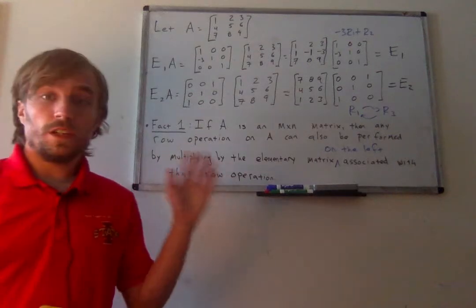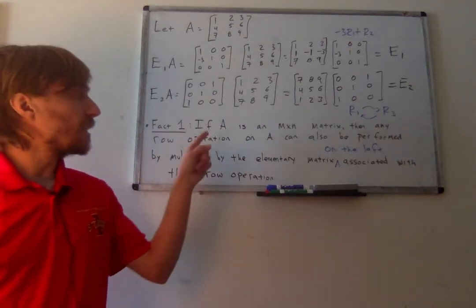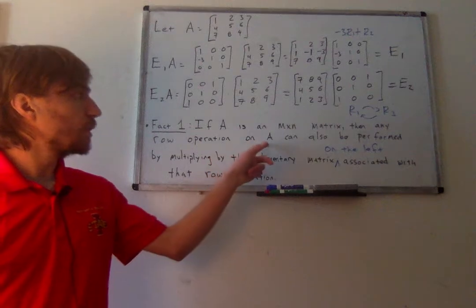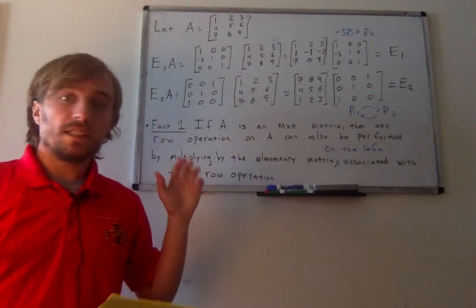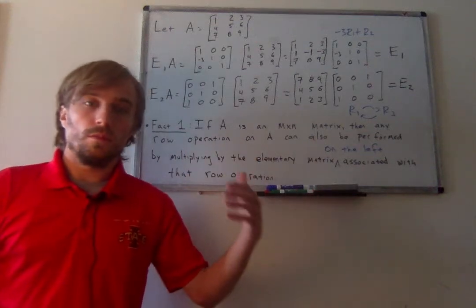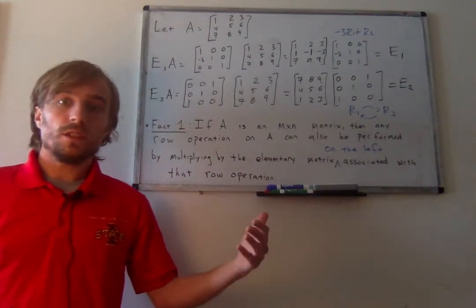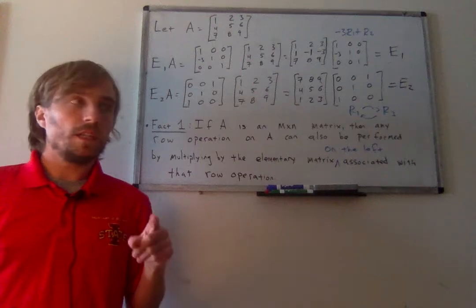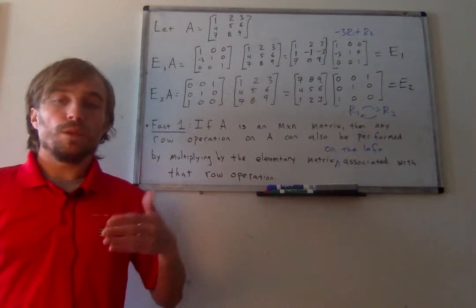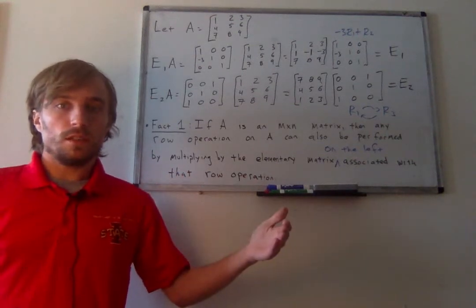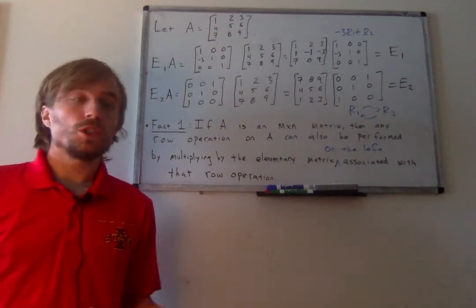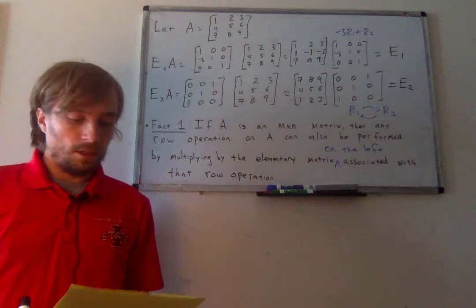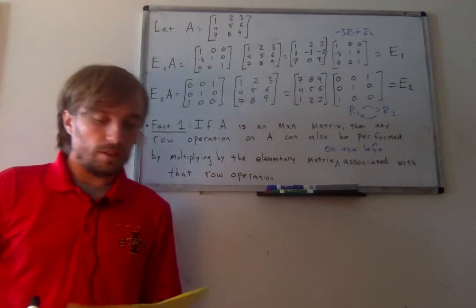So fact one that's very important about this: if A is an m by n matrix, then any row operation on A can also be performed by a single multiplication by a single elementary matrix. What this implies in particular is that if we multiply by a sequence of these matrices, we can actually row reduce A, or find a row reduced version of A. So keep that in mind. We'll need to call on that later.